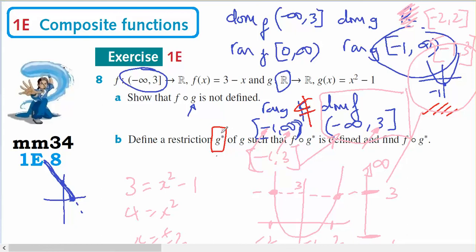So to find the restriction on G, the restriction on G is that G needs to go from -2 to 2. And then its range, which is -1 to 3, will then fit inside the domain of F.